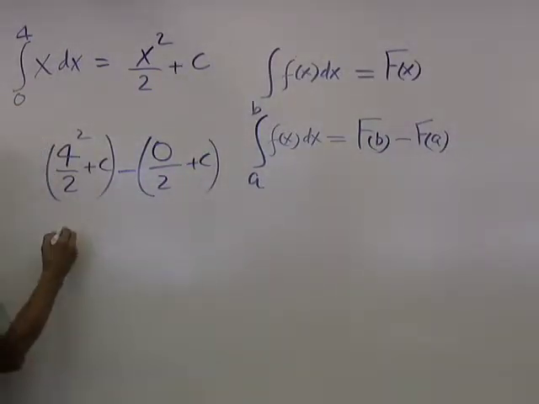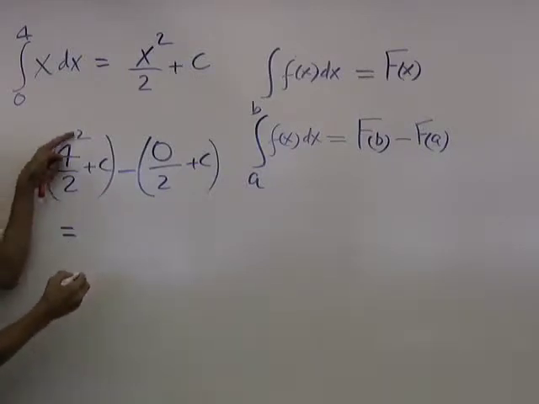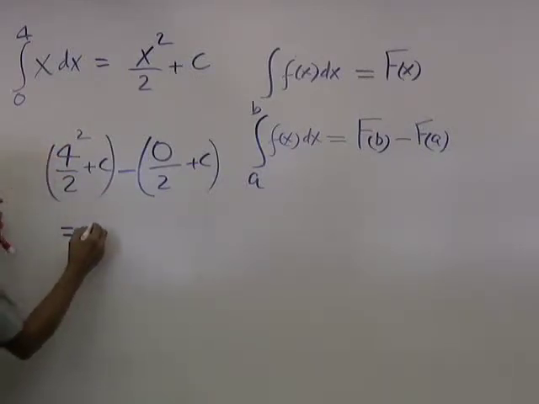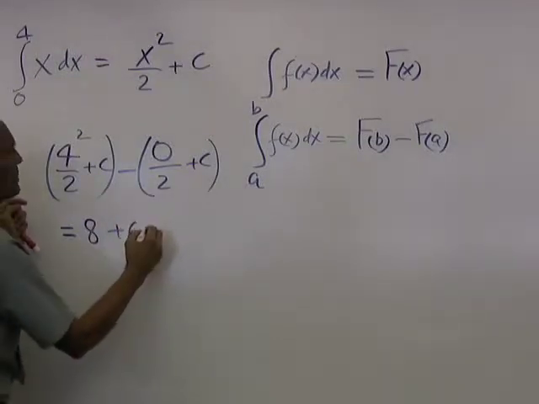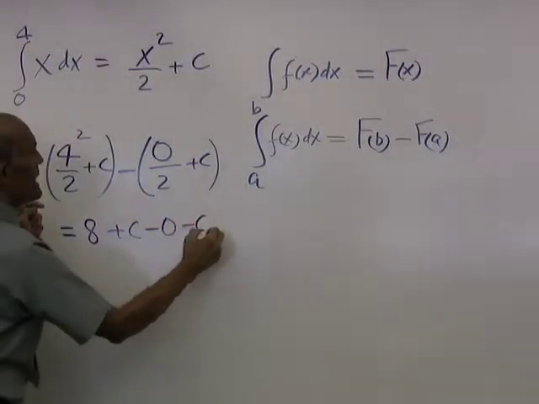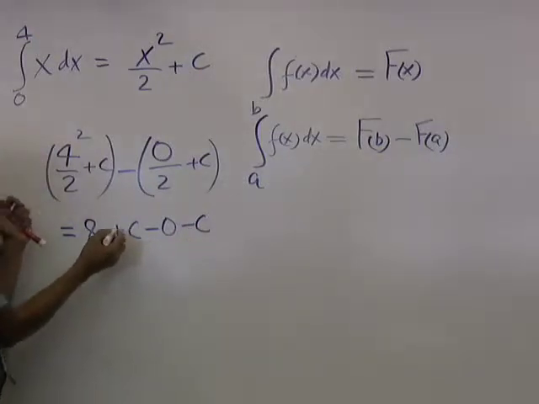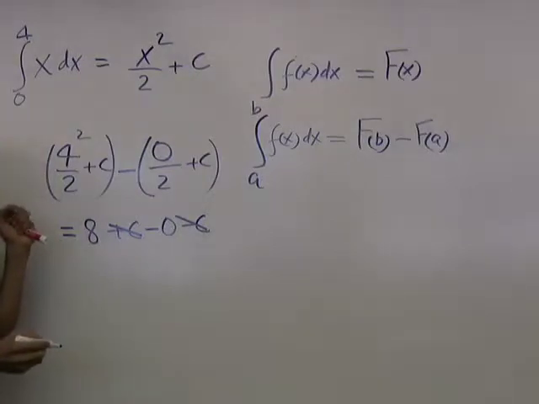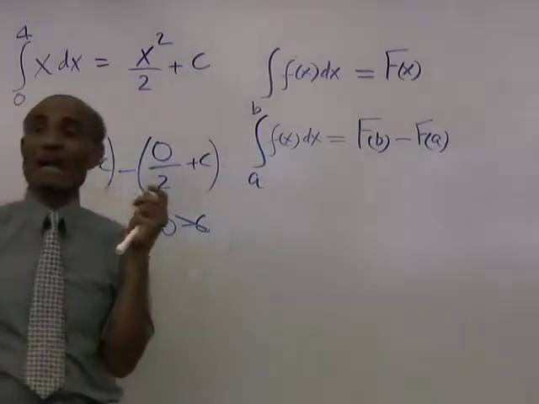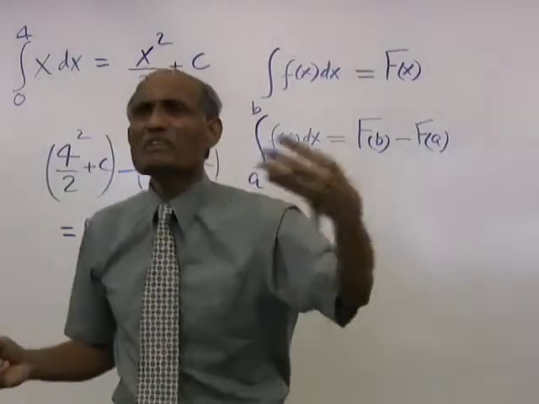Now, what does that give you? This will be 4 squared is 16. 16 divided by 2 is 8. 8 plus c, minus 0 plus c. And you notice that the c's actually will cancel. Now, this will happen in any definite integral.